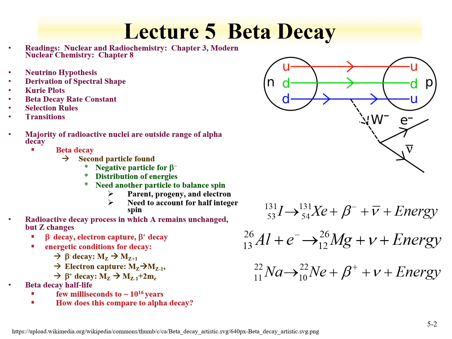The readings for Lecture 5 are Chapter 3 from Nuclear Radiochemistry and Chapter 8 from Modern Nuclear Chemistry. This chapter is going to cover the neutrino hypothesis. We're going to talk about spectral shape and what information can be derived from that. We're going to introduce something called Kurie plots, which is a way of evaluating data to understand what sort of transitions occur. We're going to talk about equations that are used to derive the beta decay rate constants.